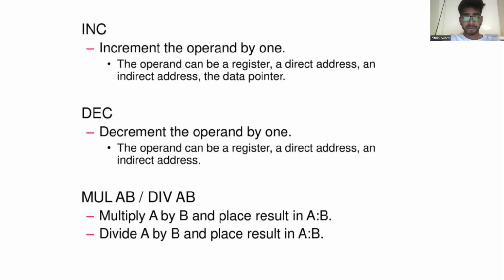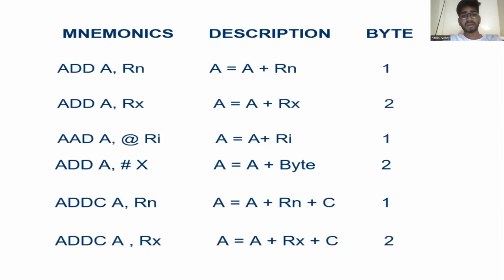Multiplication and division. Multiply A by B and place the result in A. And divide A by B and place the result in A. And we can see some of the instructions.